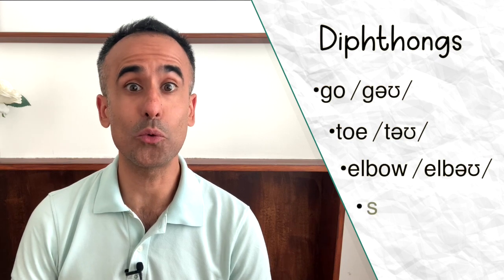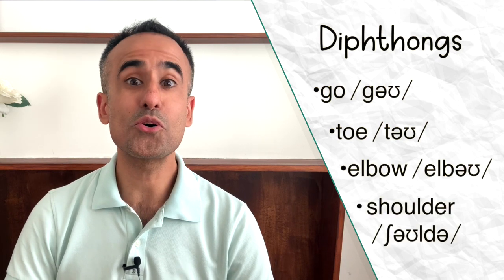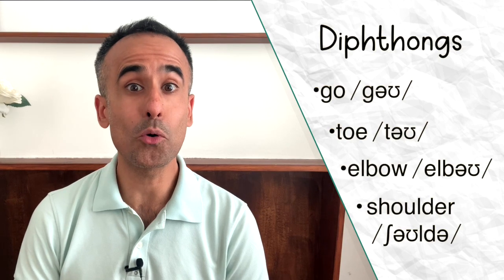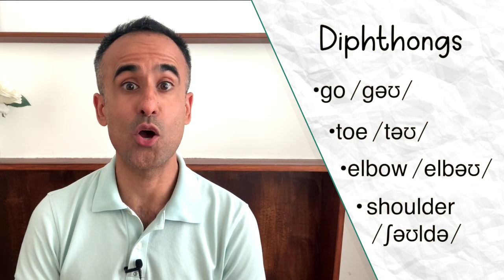Okay, so what kind of words do we find the O sound in? Well, we find it in simple words like go, toe, elbow, and shoulder. I'm sure you can think of many more words containing the O sound.